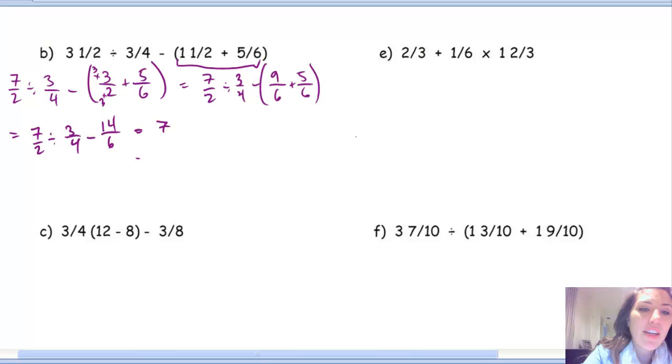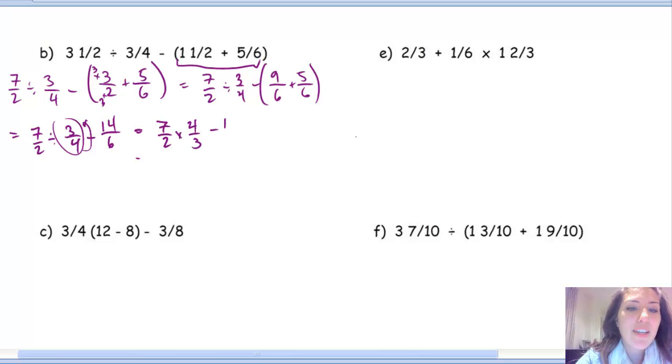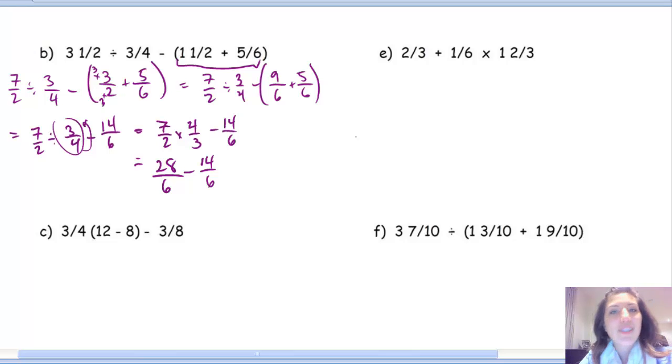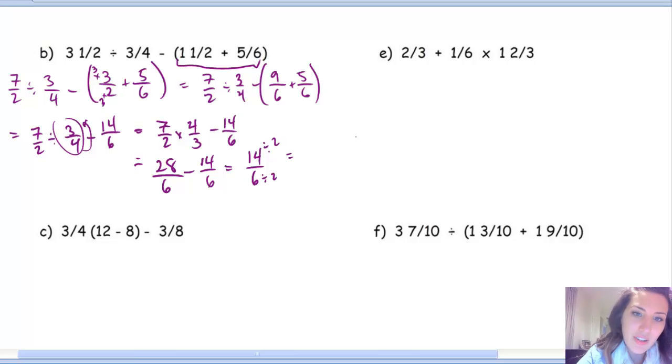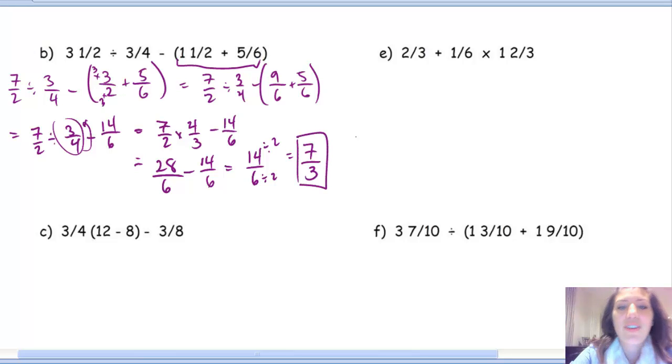So 7 over 2, remember we can flip this guy upside down and multiply by the reciprocal. So 7 over 2 times 4 over 3 minus 14 over 6 can be rewritten as 7 times 4 is 28, 2 times 3 is 6, minus 14 over 6. Now we have subtraction. Are the denominators the same? Yes, they are. So we have 14 over 6. Can this be reduced? Yes, it can. We end up with 7 over 3. We could also write this as 2 1/3. Either one.